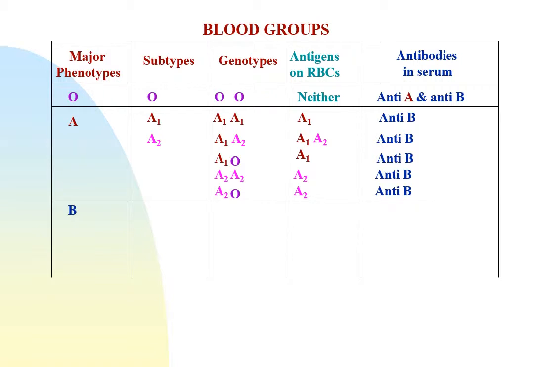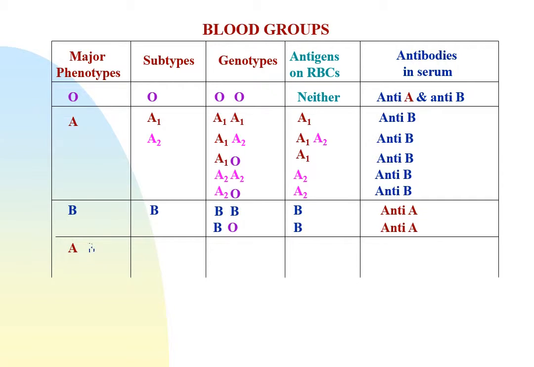Group B has only one subtype, B. The genotypes are either a combination of B together or B with O. The genotypes are BB or BO. Antigens on RBCs are only for B, as O has no antigen on RBCs. Antibodies in the serum are antibodies for A group.